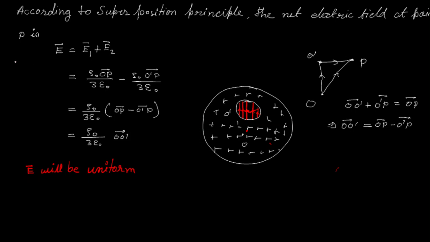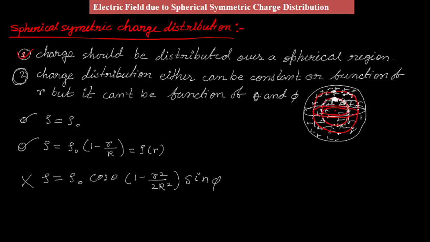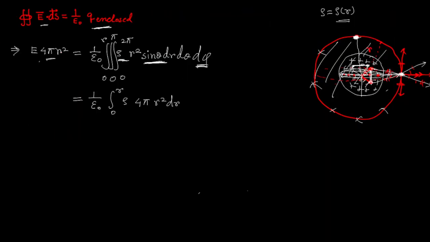Okay, so I hope you get the idea of what a spherical symmetric charge distribution is, and how we can check whether the given charge distributions are spherical symmetric or not. If it is spherical symmetric, then it will either be constant or only a function of r. It cannot be a function of theta and phi. And from there, you also get the idea why this spherical symmetry makes our calculation of electric field easy for a symmetric continuous charge distribution.